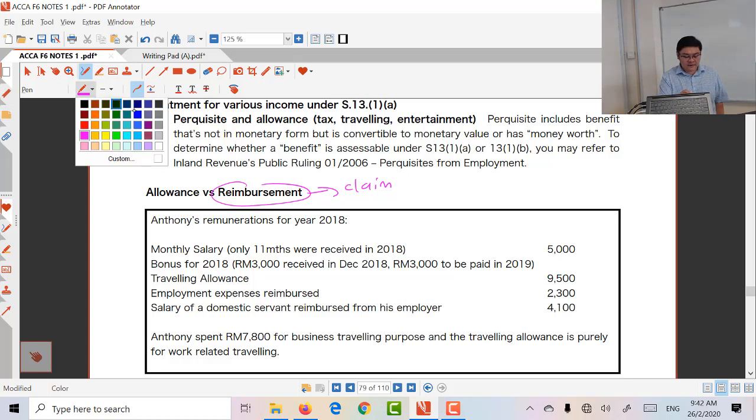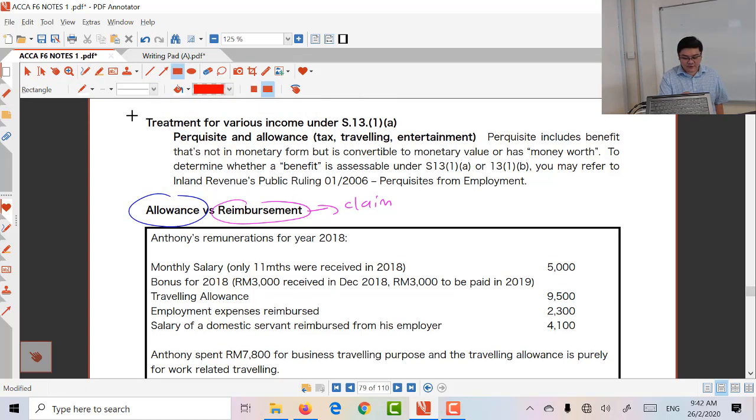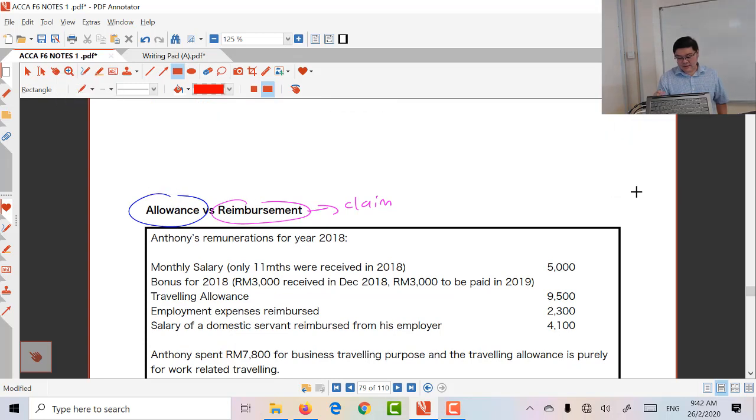Now on the other hand, allowance is so different. Allowance is actually a fixed amount that your boss gives to you. It's just like salary. Your boss says, nah, that's the money, take it.